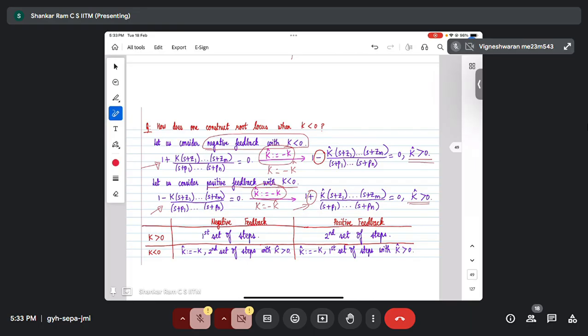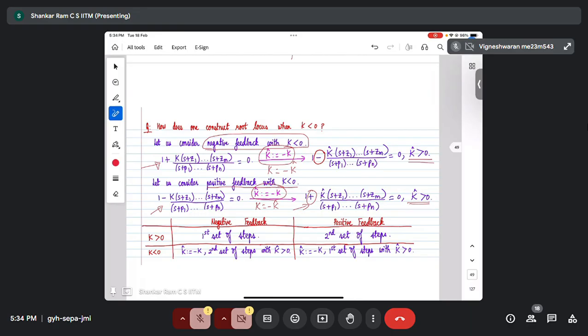So now this looks like a negative feedback system with positive K hat. So you and I apply the corresponding steps for negative feedback with positive K hat, and then we go from there, right? I hope this is clear, right?